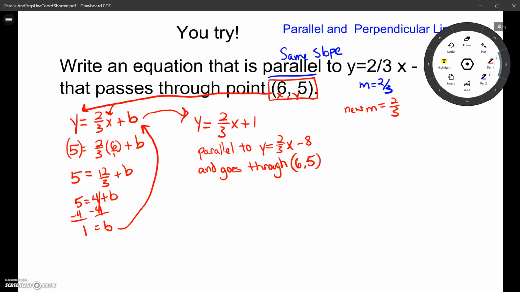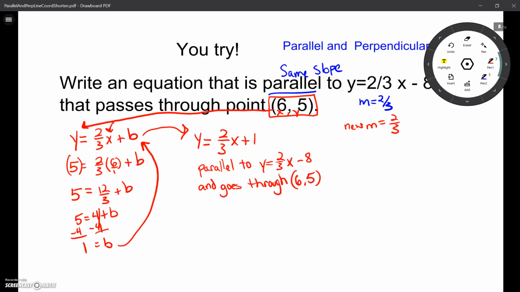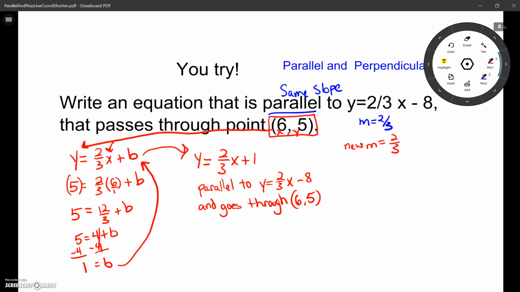Alright guys, so here's my work for this problem. Go ahead and check your work and see if you agree there. If you're not sure what happened in this problem, I recommend asking a neighbor, see if you can get some help from them, and take a look at my work and see what I did to get my final answer here.